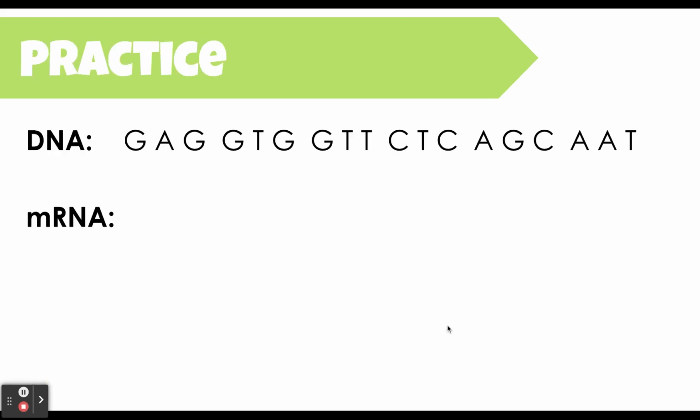So pause the video here and do a little bit of practice where you have a section of DNA and we want to transcribe it into mRNA. For example, if the first three letters of DNA of that template strand are GAG, the complementary mRNA strand would be CUC. Because remember, there are no T's in RNA, so wherever there's an A in DNA, it would pair with a U in RNA. So continue on and complete this practice problem.